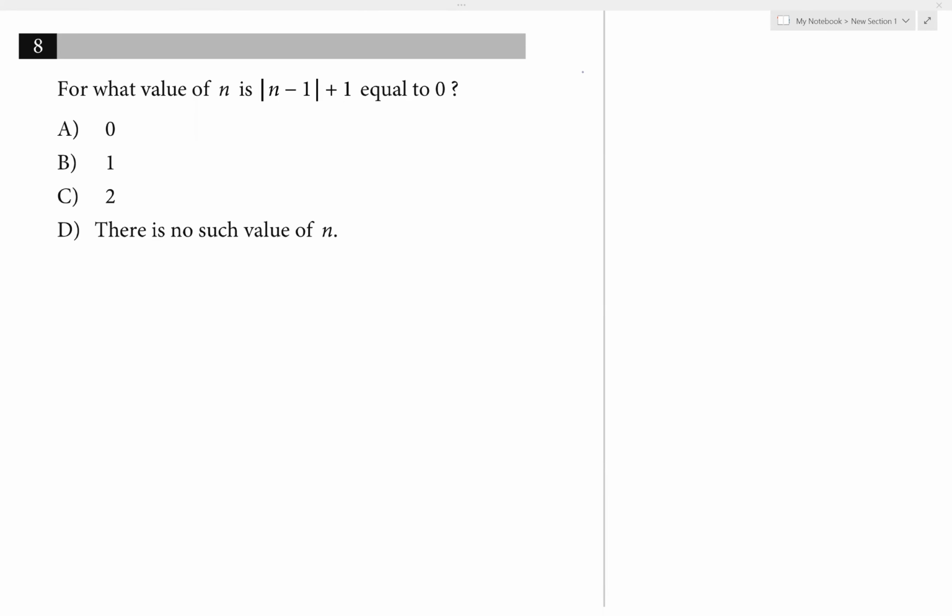And number 8, for what value of n is the absolute value of n minus 1, and then plus 1, equal to 0? Okay, so we write our equation. We want this |n - 1|, the absolute value of that, plus 1, to equal 0. We can either solve this algebraically or just try out the answer choices.